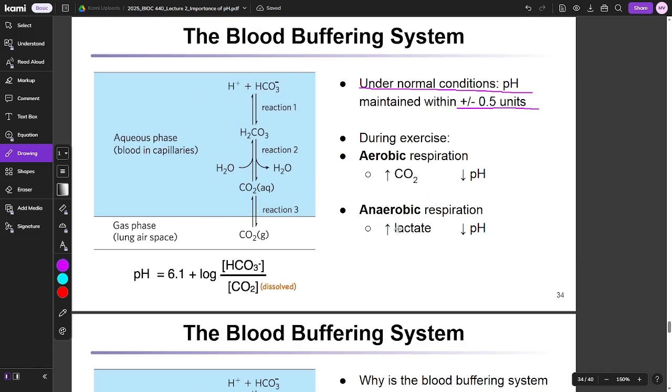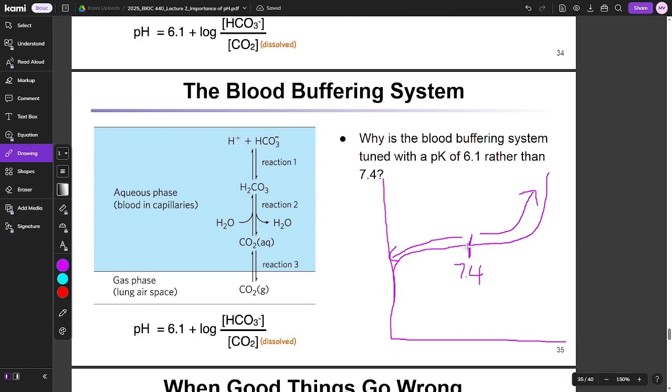Like you saw up here, anaerobic respiration produces H+, lowers the pH. Aerobic respiration produces H+, lowers the pH. Protein catabolism also produces H+ to an extent. All of these things produce hydrogen ions. They make the solution acidic. So there's really no need for this upper portion, but we do need a bigger safety net down here.